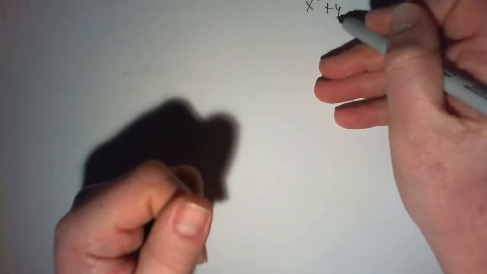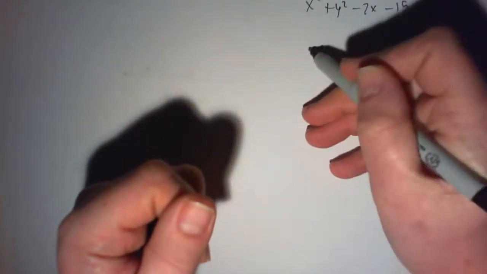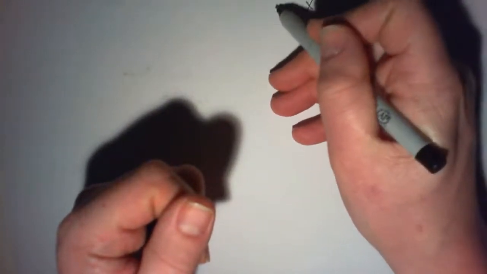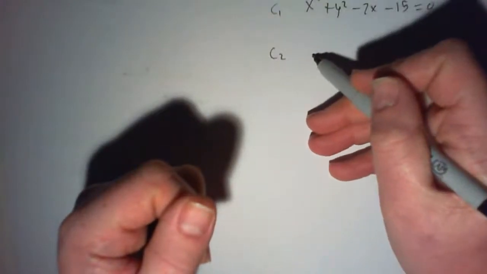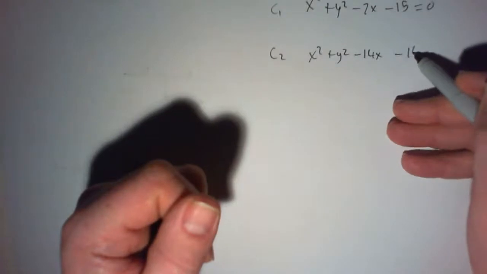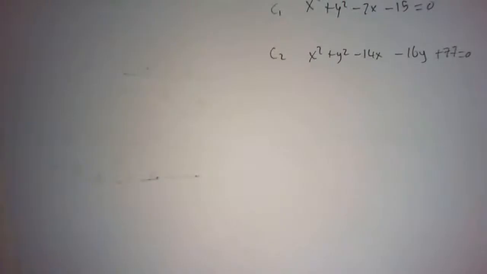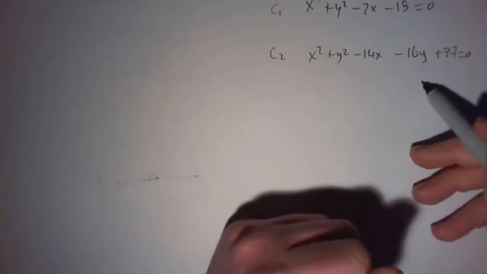x squared plus y squared minus 2x minus 15 equals 0. Let's call that circle 1. And circle 2 is x squared plus y squared minus 14x minus 16y plus 77 equals 0. Okay, so what we're going to do is show that these are kissing each other.